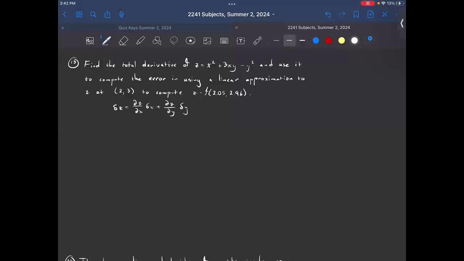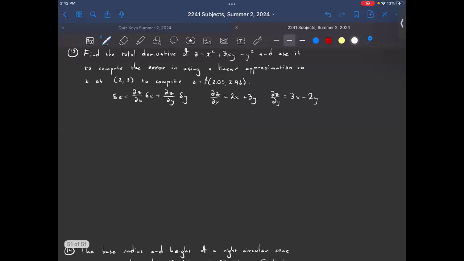Partials we can get directly. This is a polynomial. It's actually a nice polynomial. It's a quadratic form. That is, we've got dz/dx is 2x plus 3y, and dz/dy is 3x minus 2y. All right. So those are nice derivatives, and what do we want to do here?